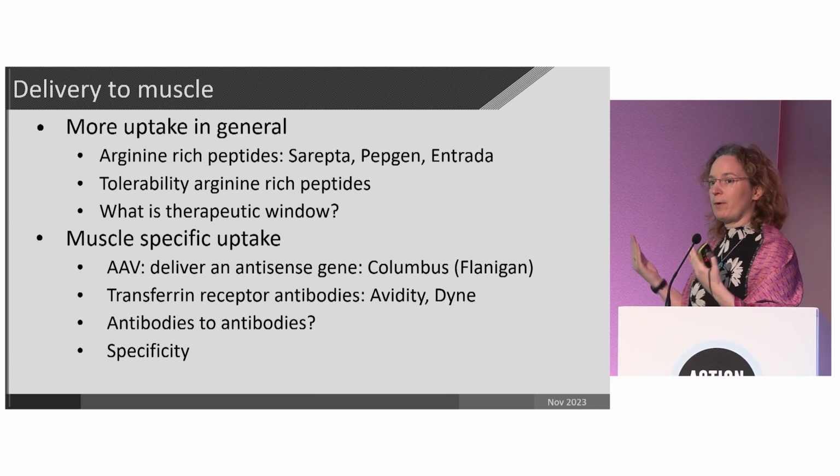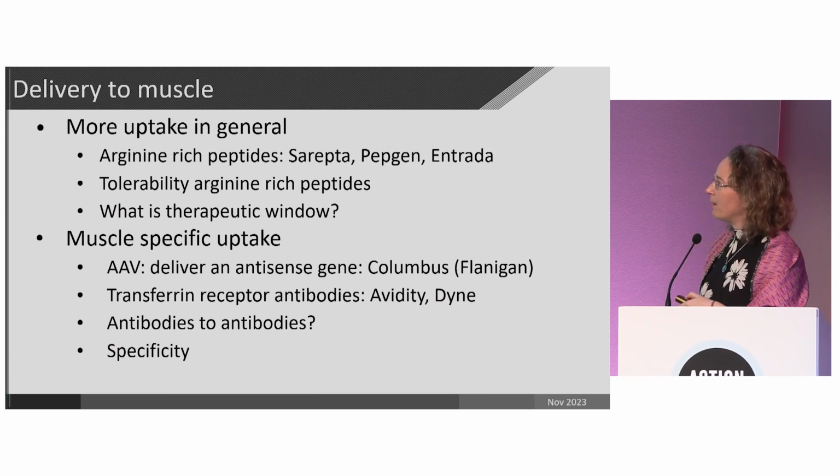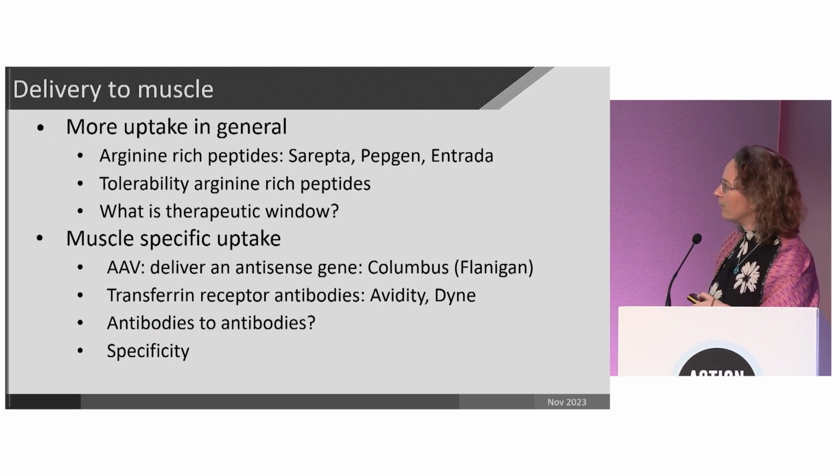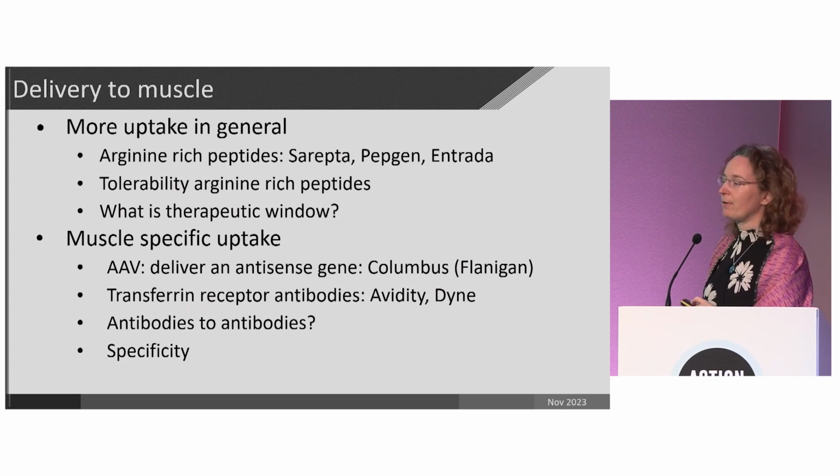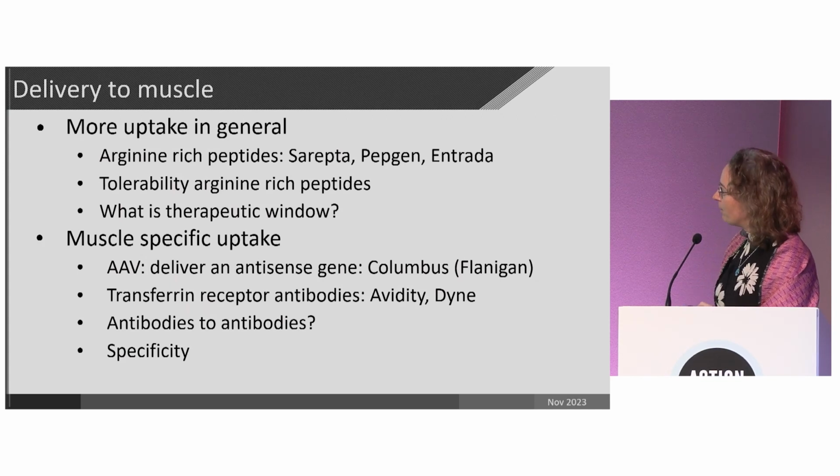So how can we as a field improve uptake? We can say, well, just make sure that the AONs get better to whatever tissue, then they will also go better into skeletal muscle and heart. You can do this by linking arginine-rich peptides to them. And there are 3 companies developing this: Sarepta, PepGen, and Entrada.